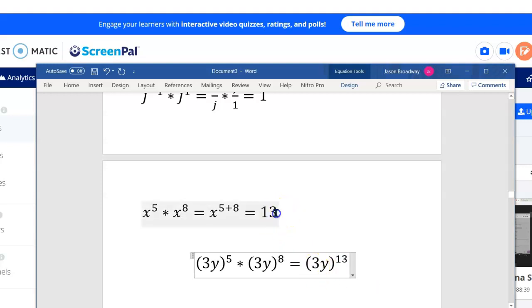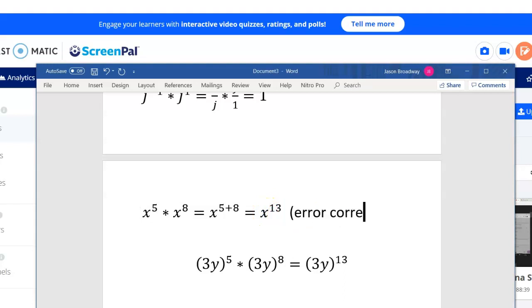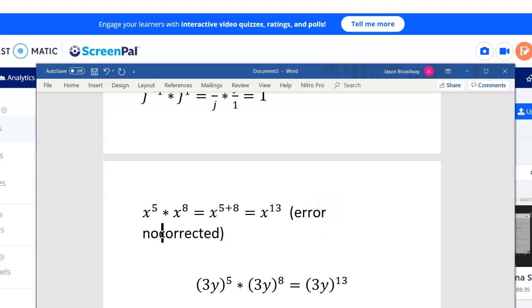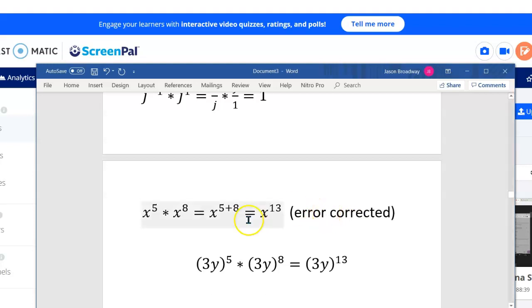And I made a mistake over here. I made a terrible mistake. That's x to the 13. I'm sorry, guys. That's x to the 13. Error corrected. Sorry about that. All right, that's x to the 13. I got ahead of myself.